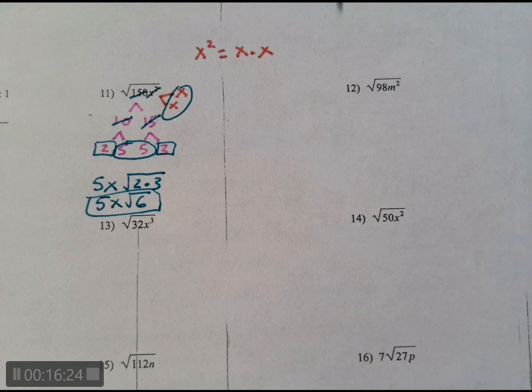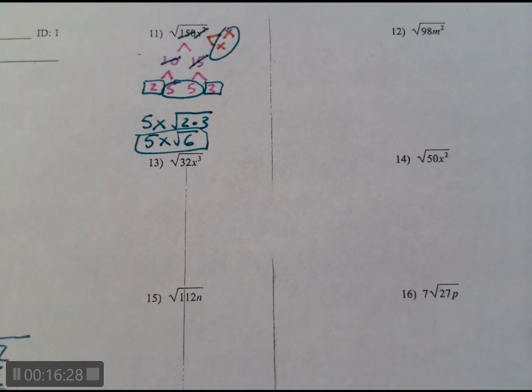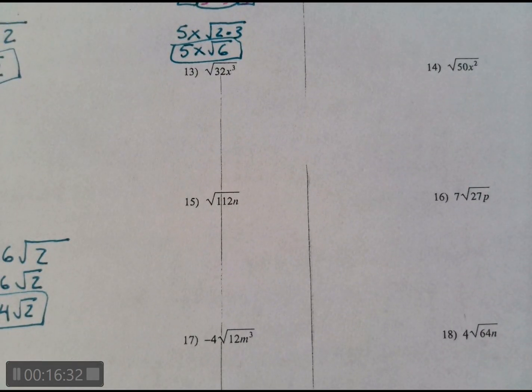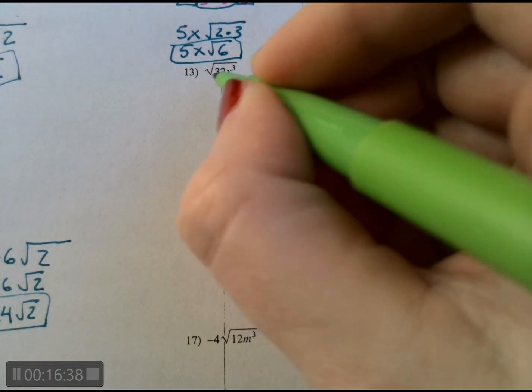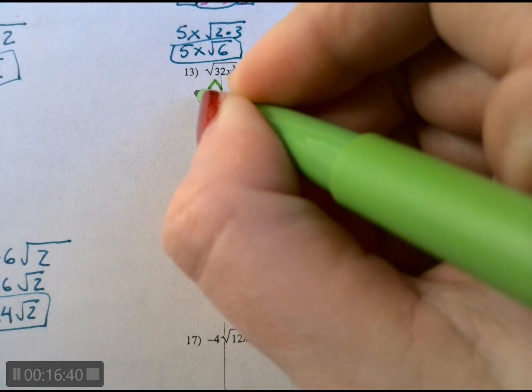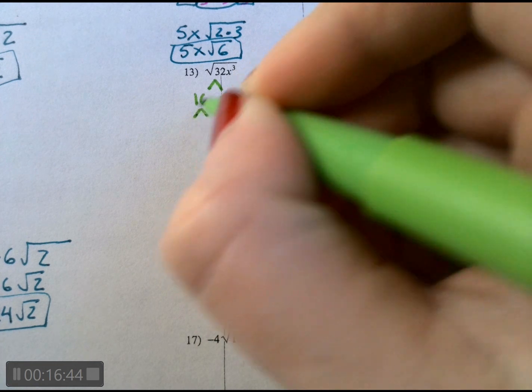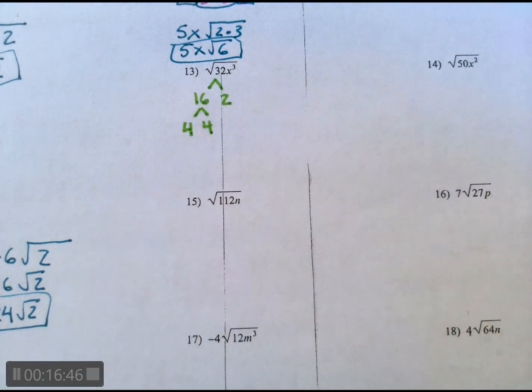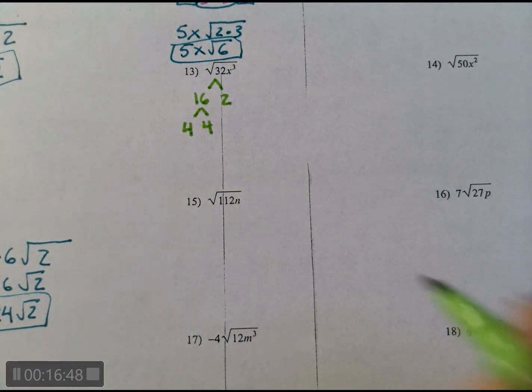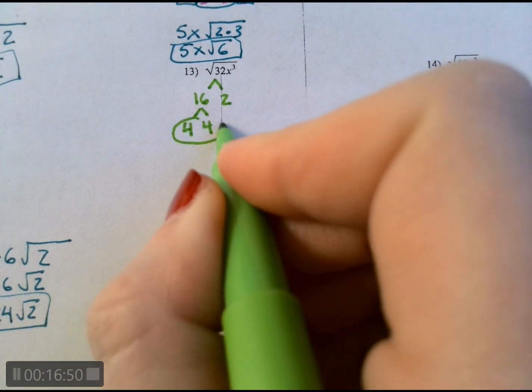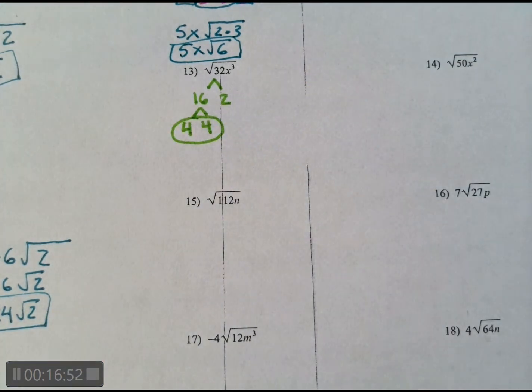Alright. Let's try another one. Let's try 13, because 13 has a different tiny number. Okay? Alrighty. So, start by finding your factors of 32. So 32, we've been using 16 and 2, and then I'm just going to use 4 and 4, because I know 4 times 4, and that way I can just go ahead and circle my pair.